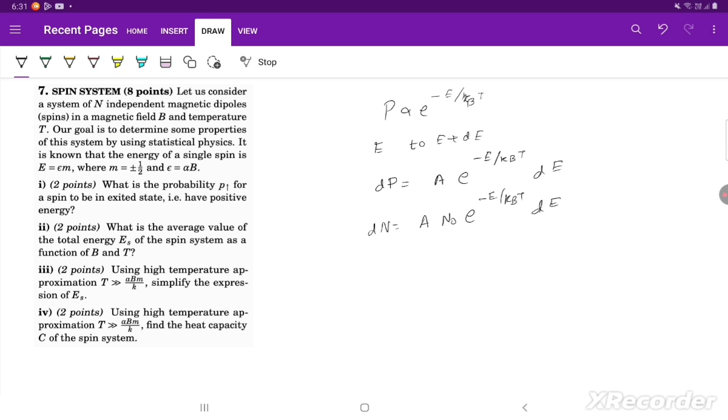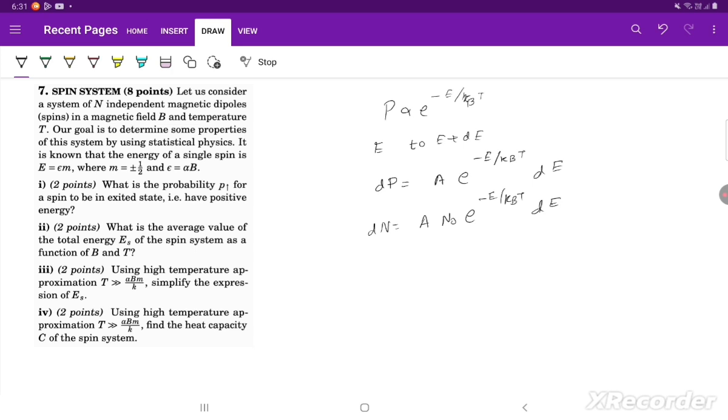The question says spin system. Let us consider a system of N independent magnetic dipoles in a magnetic field B and temperature T. Our goal is to determine some properties of the system using statistical physics. It is known that the energy of a single spin system is E, which is equal to epsilon times m, where m is given as plus minus half and epsilon is given as alpha B.